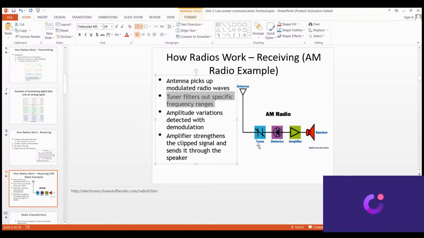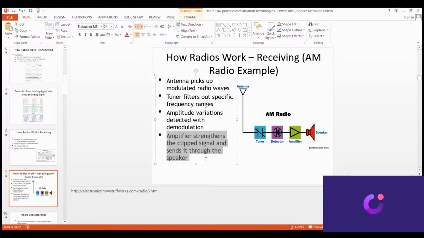Okay, so now after the tuner filters out specific frequency ranges, the amplitude variation detected with the modulation also comes in, where the amplifier now strengthens the clipped signal and sends it through to the speaker. Okay, so this is what happens at the receiving end.